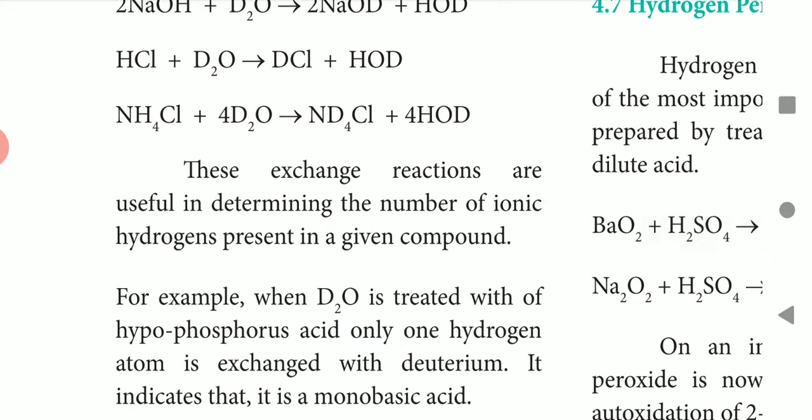These exchange reactions are useful in determining the number of ionic hydrogens present in a given compound. That is, these exchange reactions are useful for determining the number of ionic hydrogens. When you ionize them, how do they get polarized?